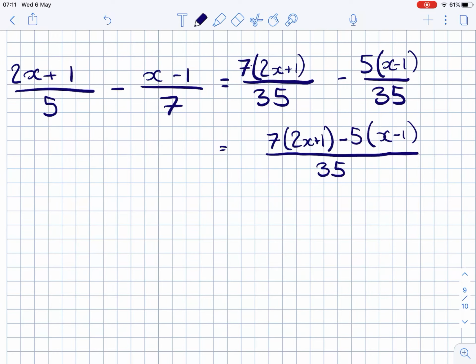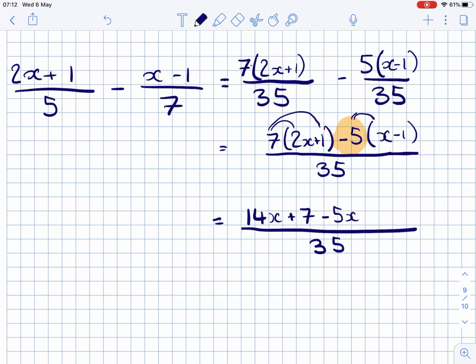What we have when we expand this out, our first bracket will become 14x, and then 7 times 1 is plus 7. I'll just do my denominator so that it's clear that everything's over 35. But for my second expansion of brackets, it's important to remember that this is minus 5 in front of the bracket. So I've got minus 5 times x, which is minus 5x. But I've also got minus 5 times minus 1, which will become a plus 5.